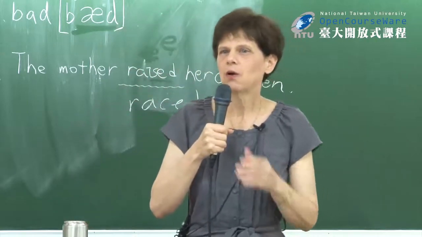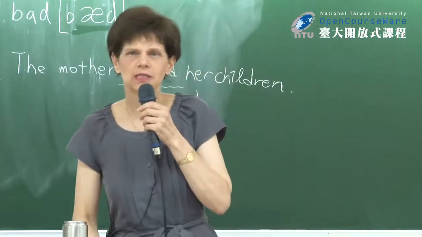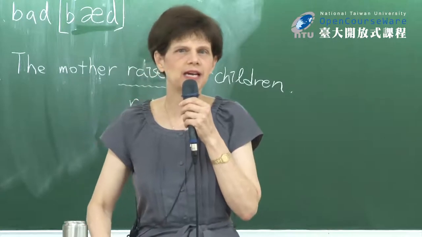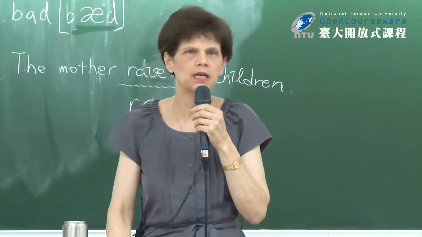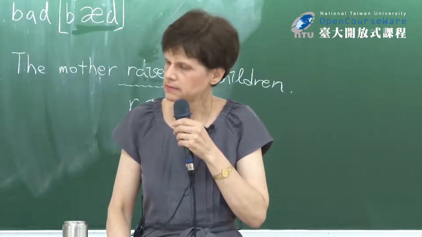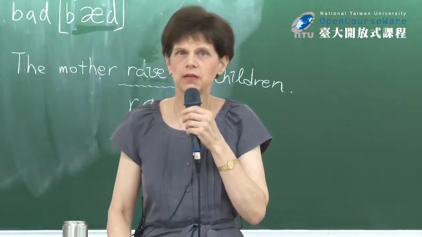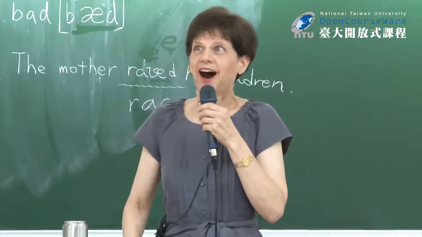Okay? So how about 便利商店, that's my usual example. How do we say that? And by the way, it's not T at the end, it's CE at the end, so get it right. 便利商店 in English. Convenience store. So don't say convenience store. 7-Eleven.